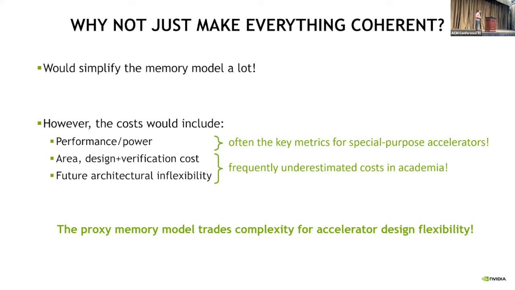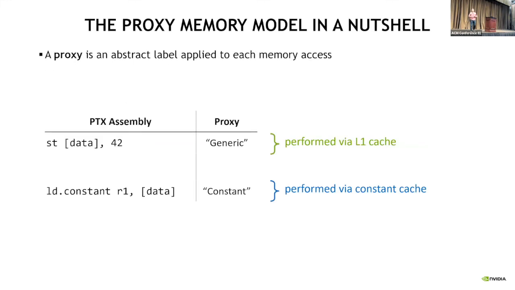So the proxy memory model is willing to accept this increase in complexity in the programming model in order for us to deliver better performance, power, area, or even sometimes just make it easier for us to deploy these things and get them out into the world faster. So let's take a quick look at the proxy memory model.